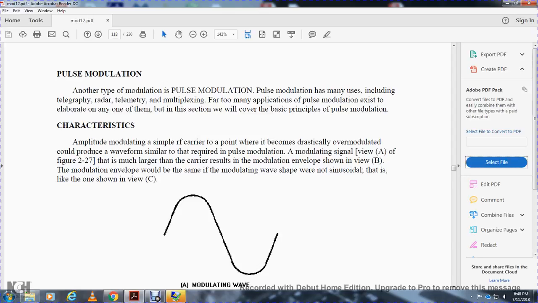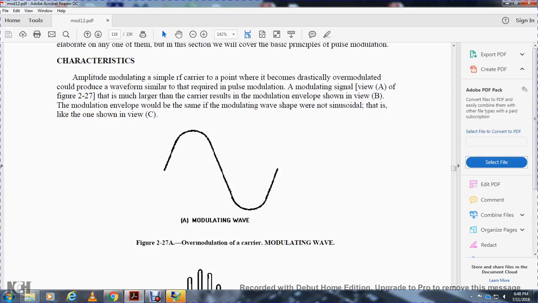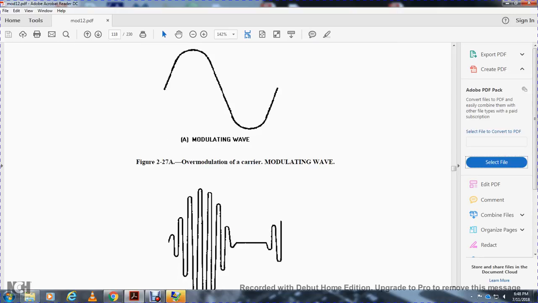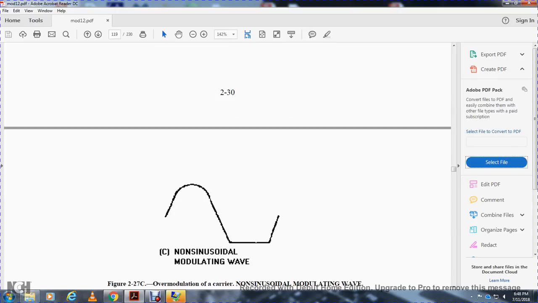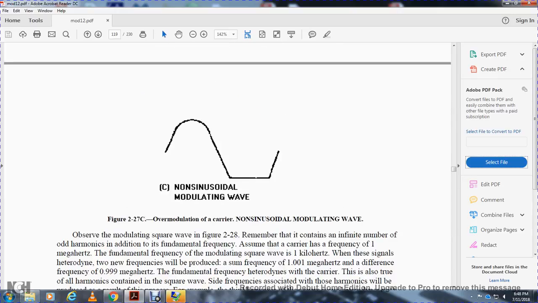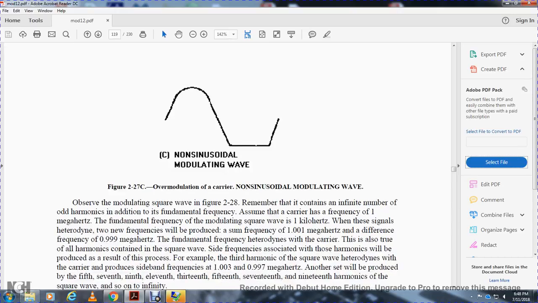Amplitude modulating a simple radio frequency carrier with a pulse would drastically overmodulate it, and could produce a waveform similar to the pulse modulation signal of view A of figure 227, with a much larger carrier, resulting in the modulation envelope shown in view B. The modulation envelope would be the same as the modulating wave shape, but not sinusoidal, so that it looks like the one shown in view C. Overmodulation of the carrier by a non-sinusoidal modulating wave.